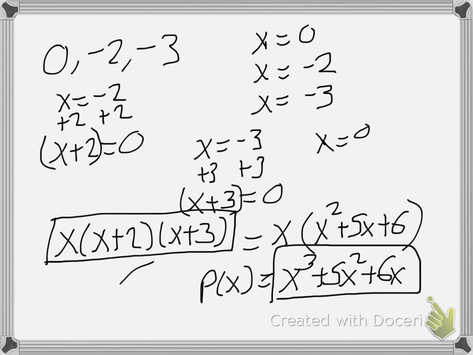Okay, so once you get to this point, this x times x plus 2 times x plus 3, go ahead and multiply it out. And multiply the hard stuff first, and then multiply by the x, because that's easy.